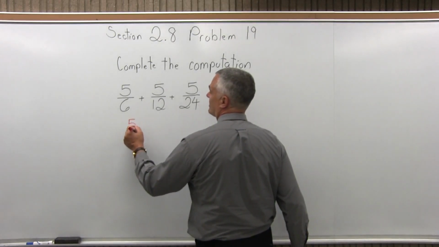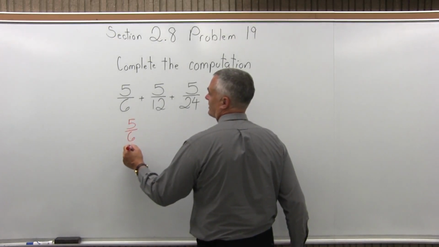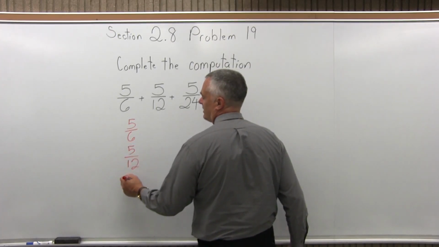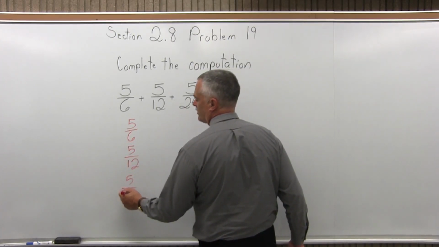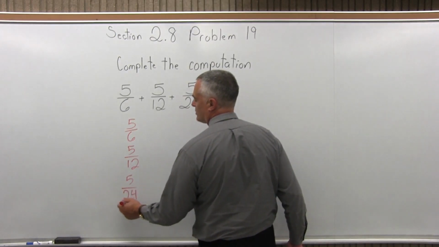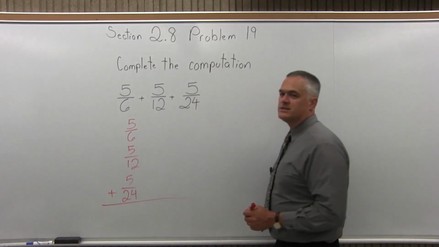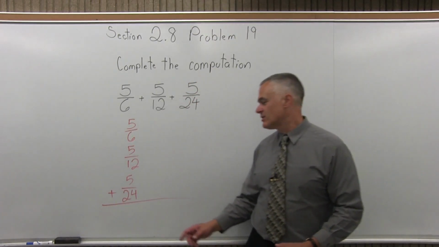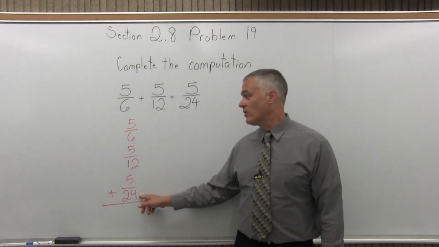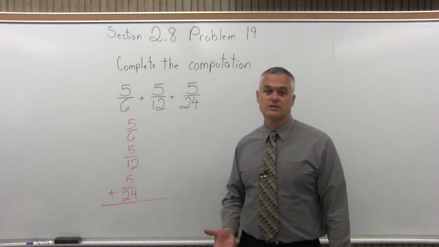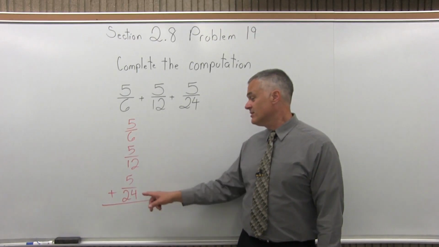And again, I like to write problems like this vertically. So 5 over 6, 5 over 12, 5 over 24. Whether you have 2 denominators or 3 denominators or 8 denominators, it's really the same process. What I want to do is take the largest denominator, in this case 24, right? My choice is 6, 12, 24. See if all the denominators divide in evenly. And in this case, they do.